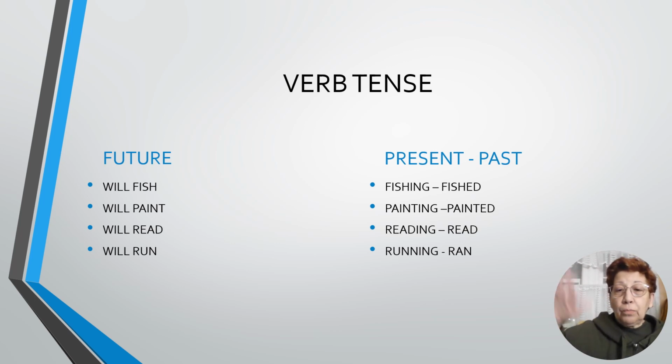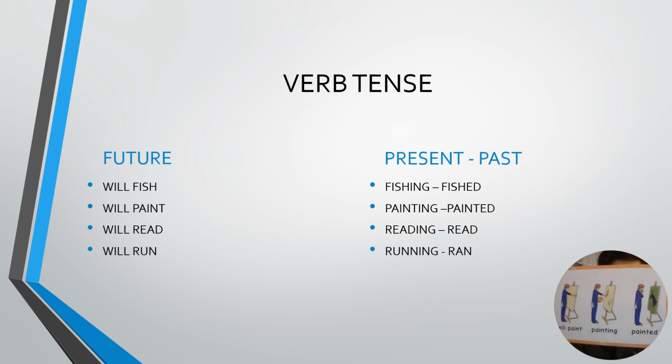Okay, so we'll paint. I will paint a picture on my canvas later. So it's in the future, right? Now look at the present and the past words, how we spell it, right? Painting. In the present, I would say, I am painting a picture on my canvas now. Past. I painted a few pictures yesterday, right? All right, let's take a look at the pictures, right?